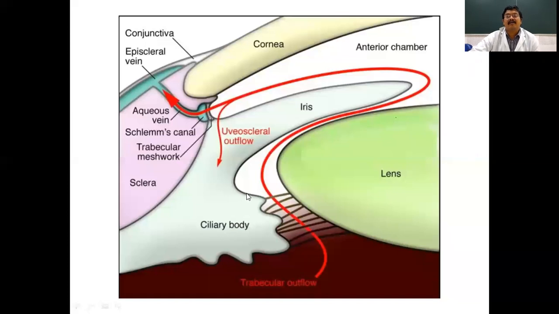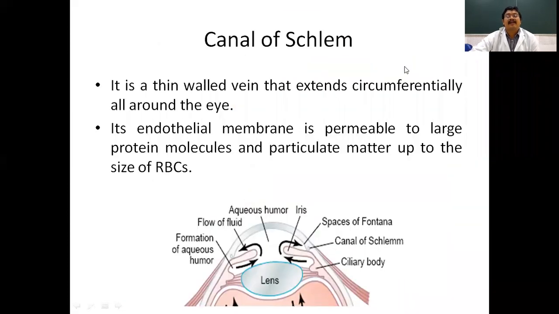Schlemm's canal is a thin-walled vein that extends circumferentially all around the eye. The endothelial membrane of Schlemm's canal is permeable to large protein molecules and even particulate matter up to the size of an RBC. Whenever there is trauma, when you do gonioscopy you may find blood in Schlemm's canal, which means there is trauma to the angle of the chamber.